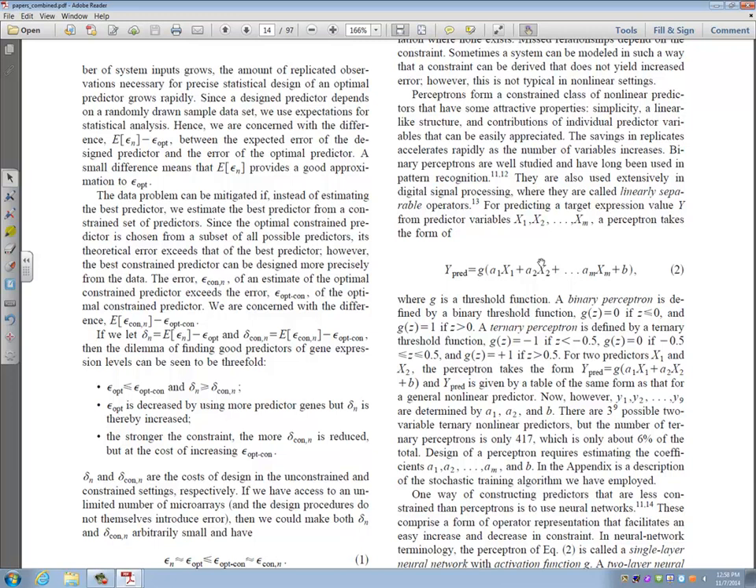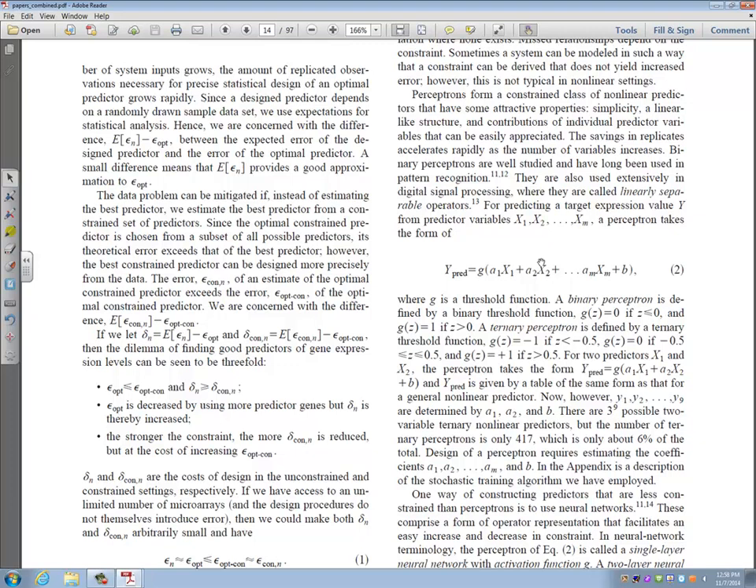So here he does some calculations. There are 3 to the power of 9 possible two-variable ternary nonlinear predictors from that table, but here the number is only 417. I haven't gone through the calculation leading to that 417, but it's obviously a lot smaller than 3 to the power of 9. You can check that. The design of the perceptron will require estimating these coefficients A1 through AM and then B, and in the appendix, he provides a training algorithm, an update algorithm, for estimating these parameters.